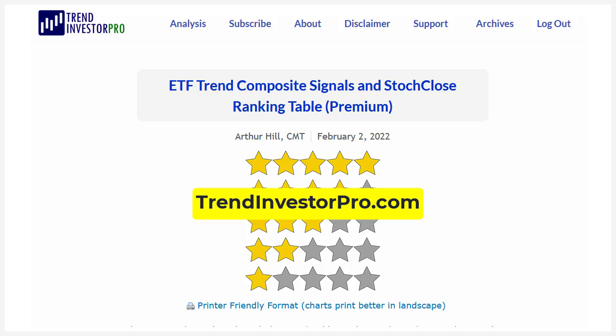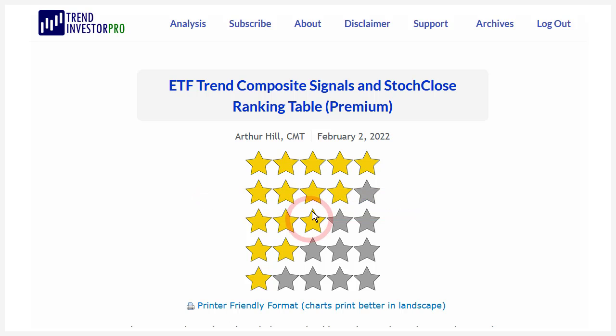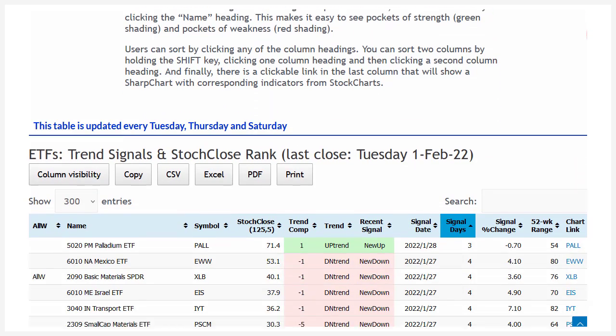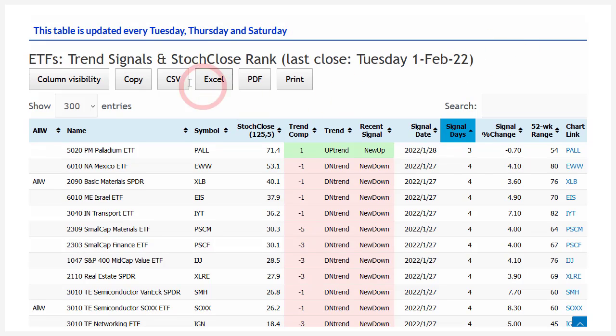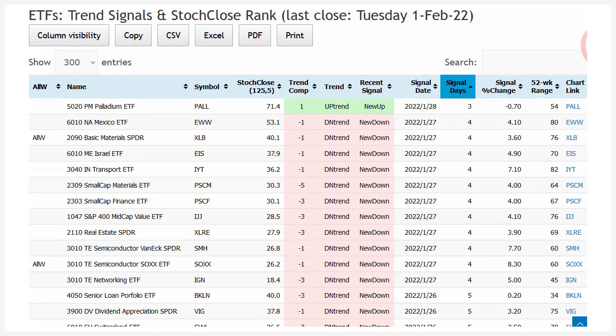So over at trendinvestorpro.com, I track the trend composite signals for 250 plus ETFs that are part of the master ETF list. And I also rank those ETFs by the StochClose value. So you can see the strongest ETFs in the market. And so here's this table that is available to subscribers. It's updated on Tuesdays, Thursdays, and Saturdays. And I went ahead and updated it on Wednesday.